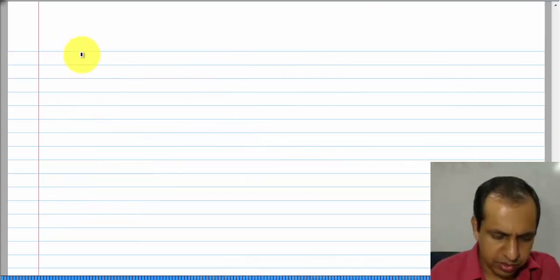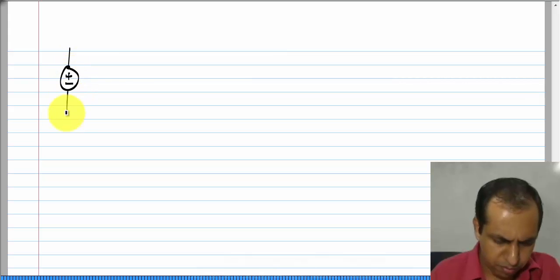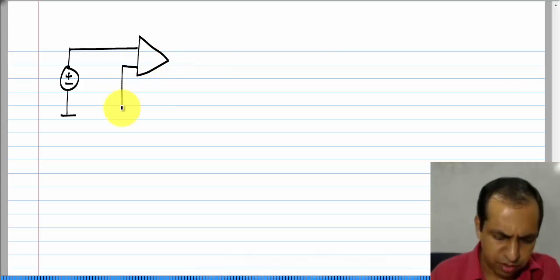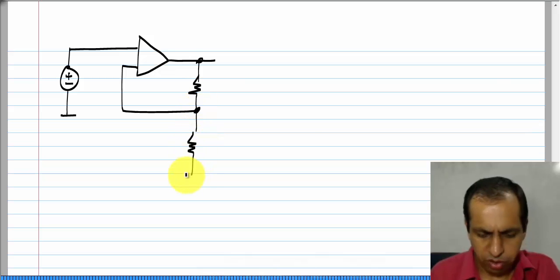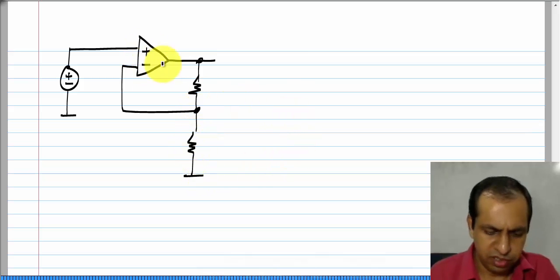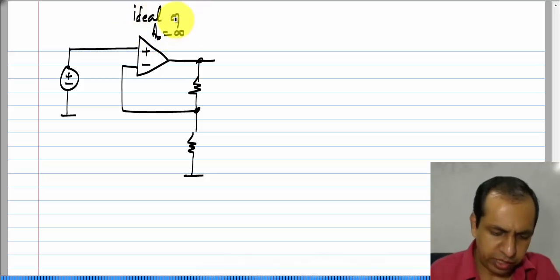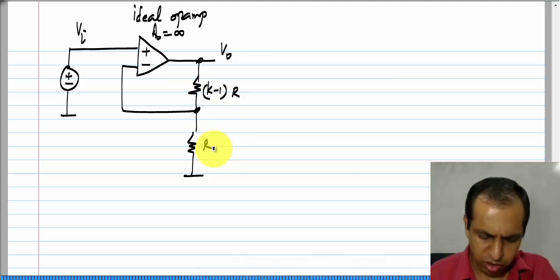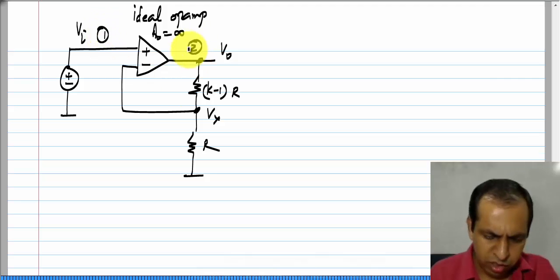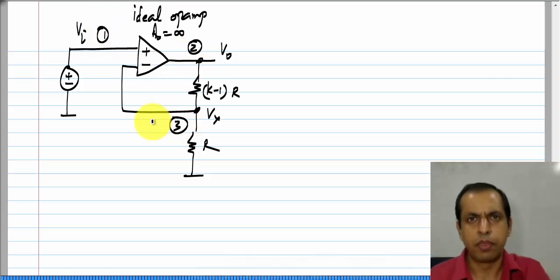So, just for completeness, let me analyze this circuit. We already know the result, but I will systematically put down the nodal analysis equations. Okay. So, now we have an ideal op amp and there are 3 nodes: 1, 2 and 3.